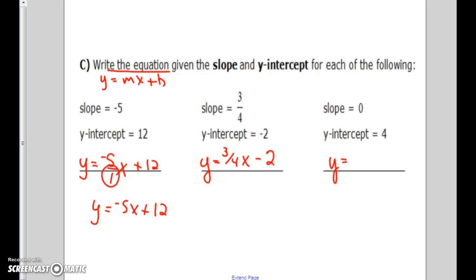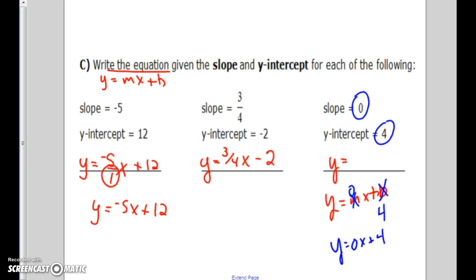Y equals, well, this one's a little tricky because the formula is y equals mx plus b, right? Plus b. And then if I'm looking at this, I know that this is my b, so I know this number is going to be a 4. And my slope is 0. That means this number right here has to be a 0. So then I have y is equal to 0x plus 4. Well, what's 0 times any number? 0. So do I really even need this at all? No. So y equals 4 is an acceptable answer.